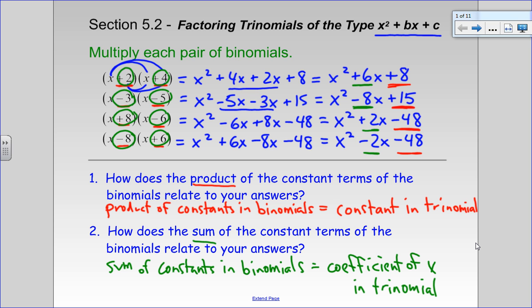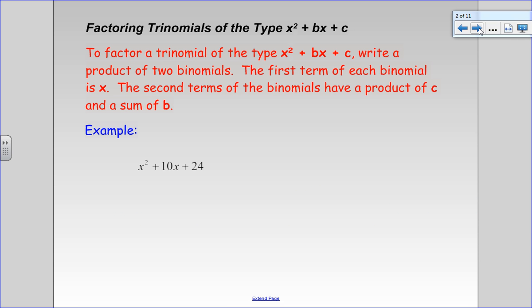Let's use these two observations we've made to help learn how to factor trinomials of the type x squared plus bx plus c. In order to do this factoring process, we're going to write a product of two binomials. The first term of each binomial will be x, and the second terms of the binomials have a product of c and a sum of b. That's just what we just noticed in the last slide. A product of c, that's the constant of the trinomial, and a sum of b, the coefficient of x in the trinomial. Let's do an example.